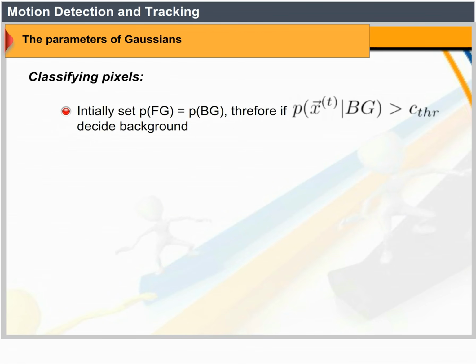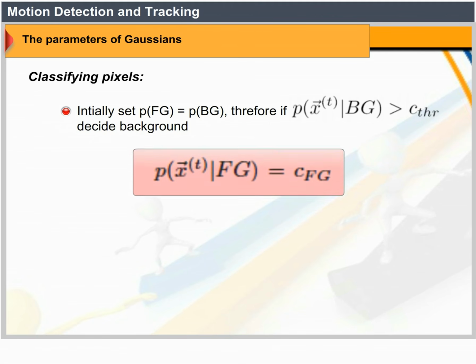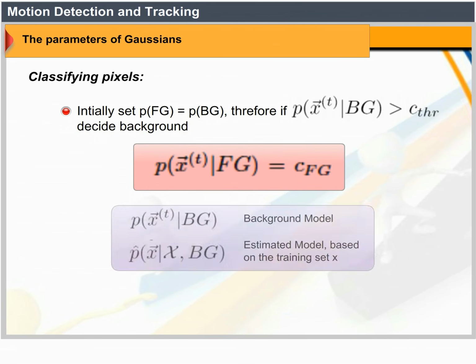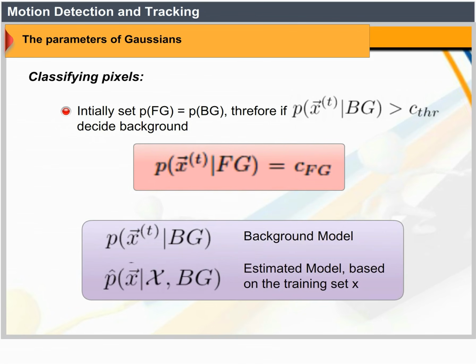Initially, set probability of foreground equals probability of background. Therefore, if probability of x vector power t given background is greater than C threshold, decide background. Probability of x vector power t given foreground equals C foreground. Probability of x vector power t given background model, P cap of x vector given chi, bg, equals estimated model based on the training set chi.